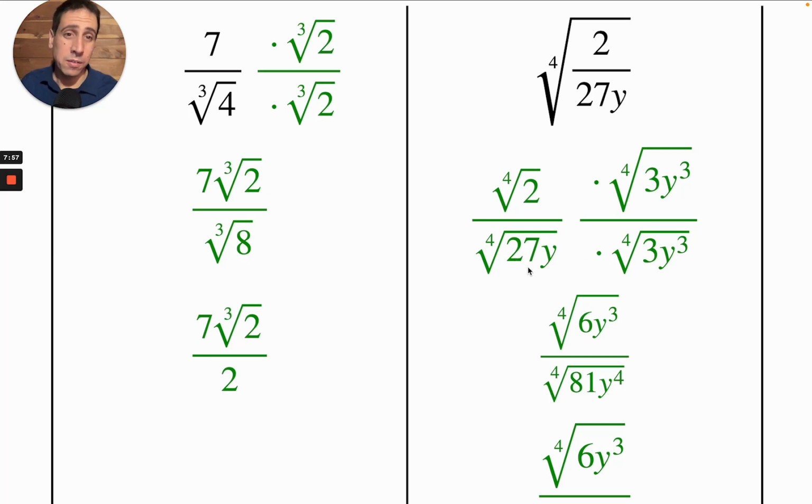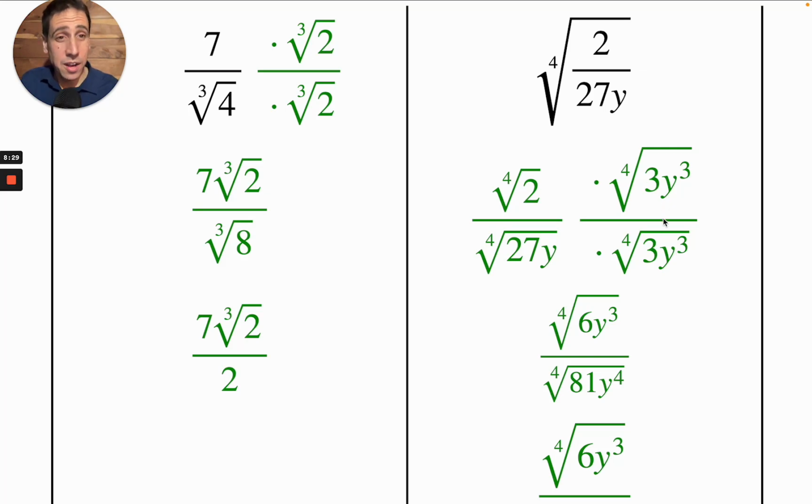So in order to get from 27 up to 81, I need to multiply by 3. In order to get from y up to y to the 4th, you need to multiply by y cubed. There's 1 y here, there are 3 y's that I'm multiplying, and so when I'm finished with the multiplication, I get 81, which I can take the 4th root of, and y to the 4th, which I can take the 4th root of. So that's what I need to multiply the denominator by, the 4th root of 3y cubed.